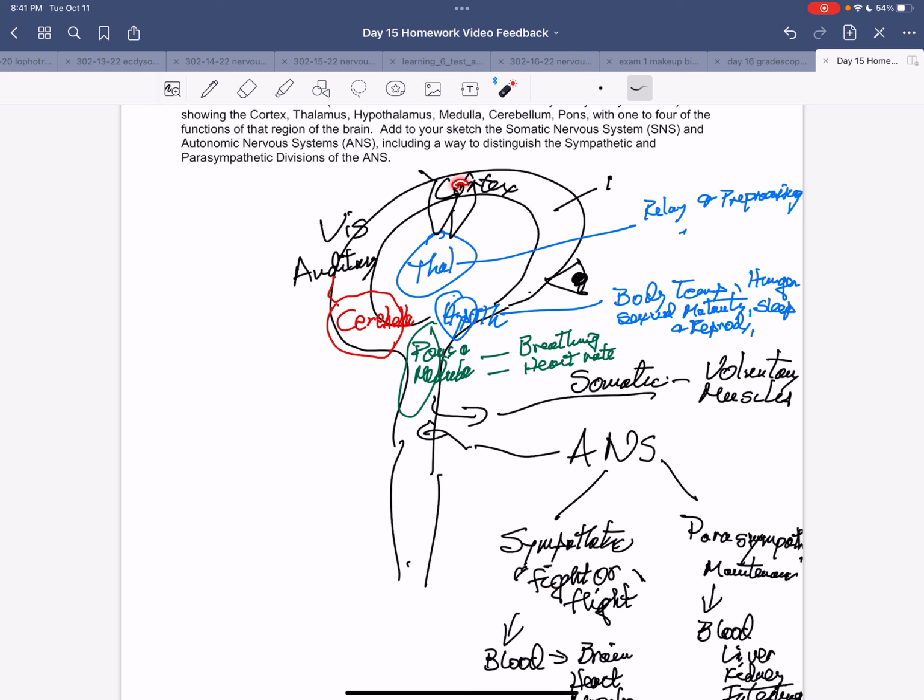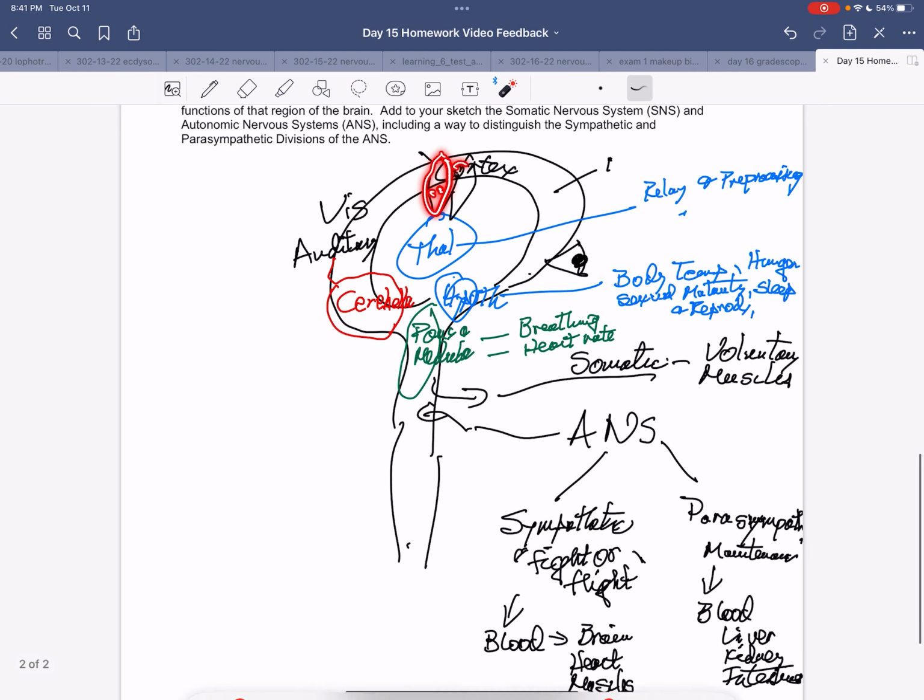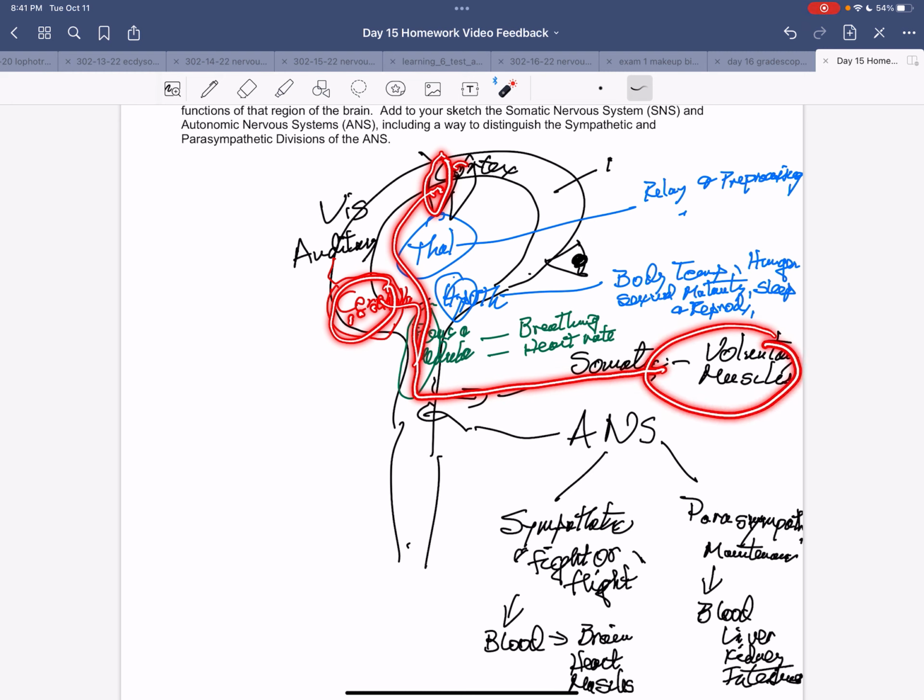But your decision making up here and your motor control areas, I forgot to mention cerebellum is especially important in motor control, coordination and fine motor control and some aspects of motor memory. And these then go out to somatic nervous system to control your voluntary muscle movements.